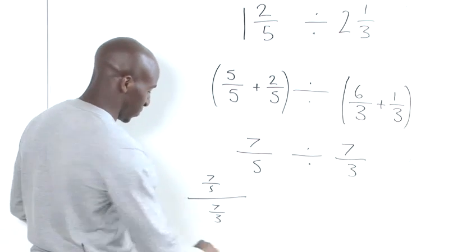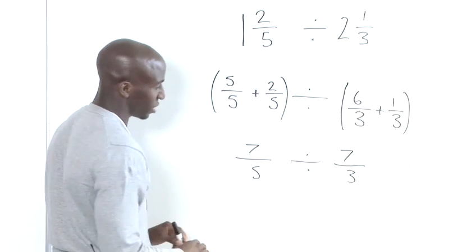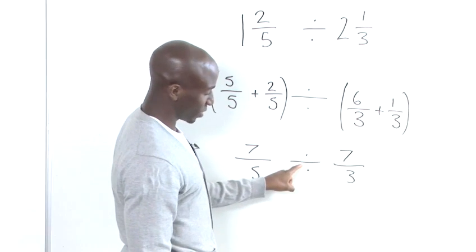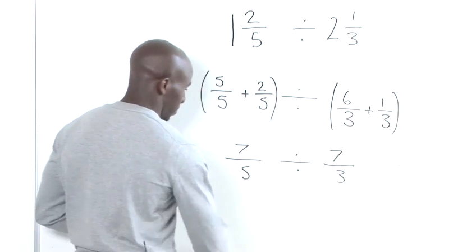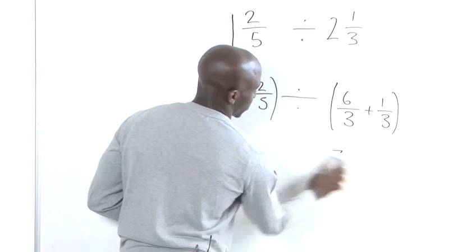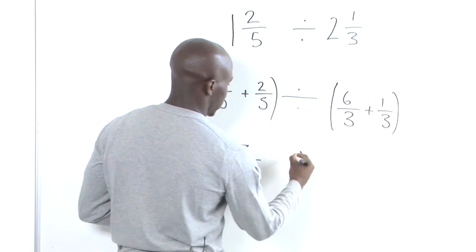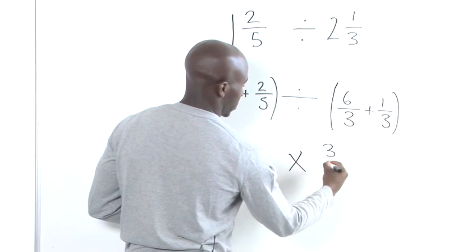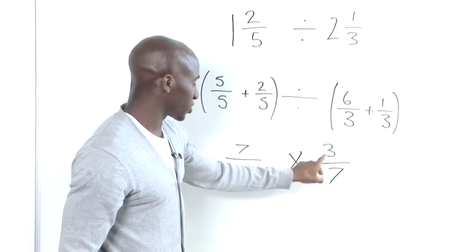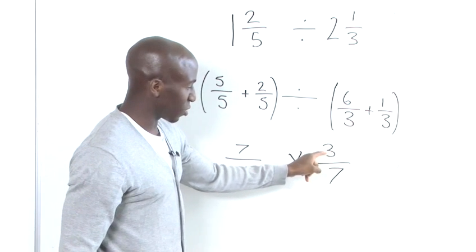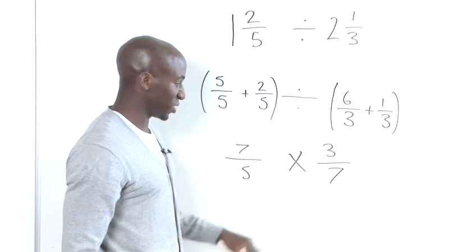So all we do in maths is generally convert this to a multiplication sign and flip this fraction, okay? And that's the equivalent of doing 7/5 divided by 7/3. So we can see that we flipped this fraction on its head to make 3/7 and then changed the division sign to a multiplication sign.